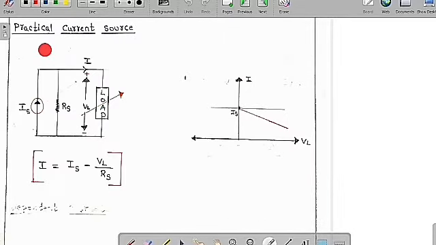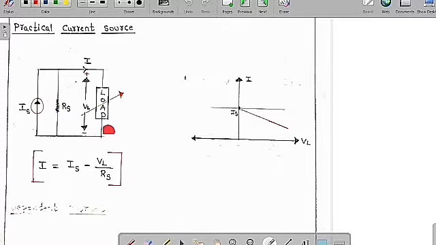So now we are going to discuss the practical current source. For a practical current source, we represent the internal resistance in parallel, which is RS, with the source current IS. This is called the practical current source diagram. Now we are going to connect a load across this practical current source. Let me assume the current I is the load current drawn by the load, and VL is the load voltage across the load.